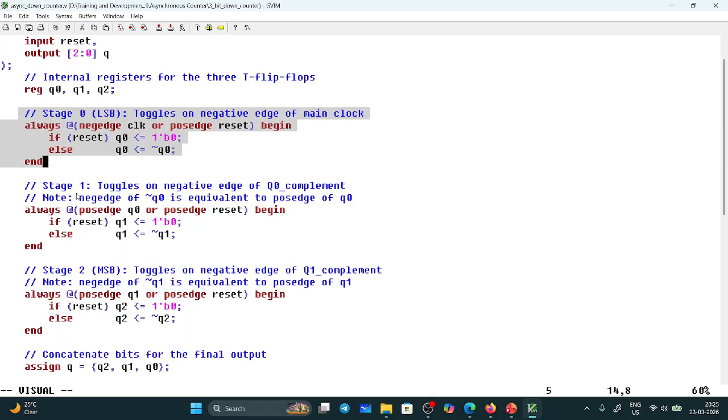Coming to stage 0, this is the first stage. And coming to stage 1, it toggles on the negedge of Q0 complement. So it is the same as posedge of Q0. Can I write negedge of complement of Q0 as equivalent to posedge of Q0? So always at the posedge of Q0 or posedge of reset begin, if reset, I am initializing to 0, else Q1 equal to not of Q1. This is stage 1.